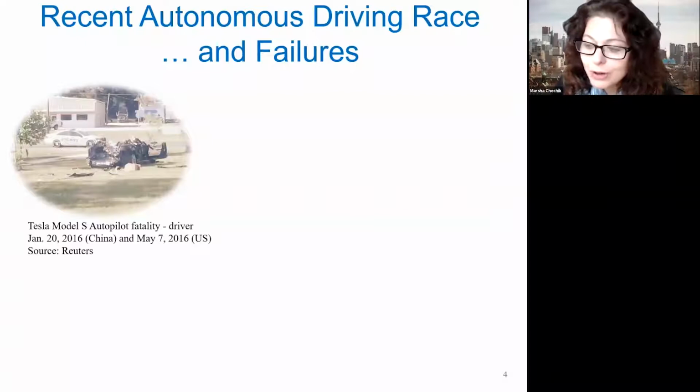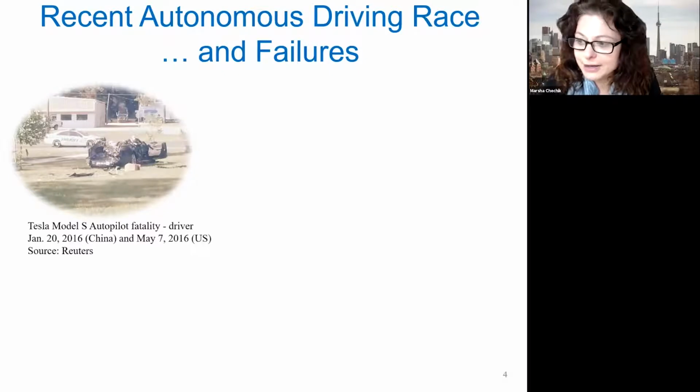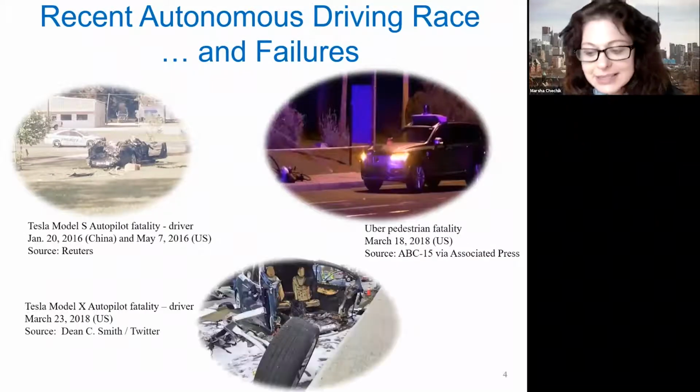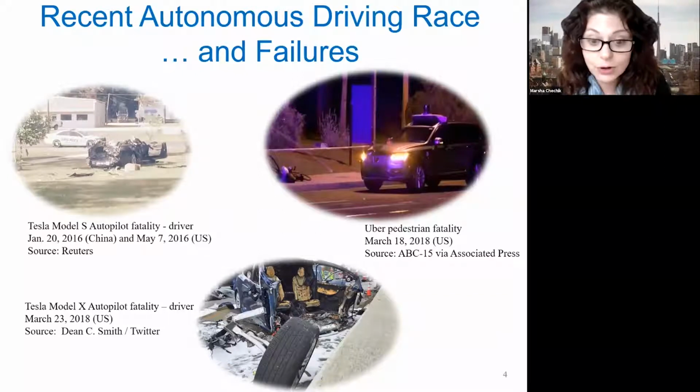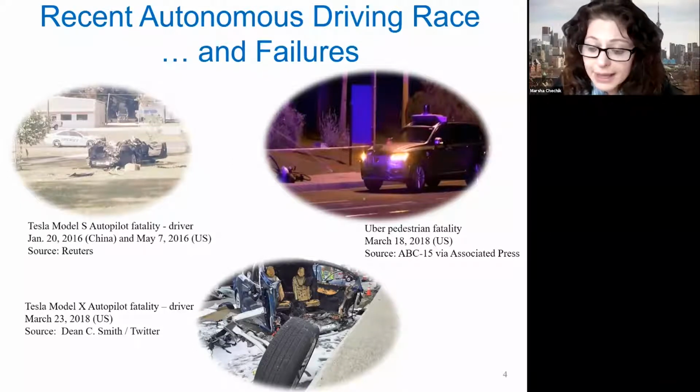So you probably all know about the recent autonomous driving race and its failures, including the Tesla Model S autopilot fatality in 2016 and in China and the US, and then another one in 2018 and another one in 2018 again in the US. These fatalities got a lot of people in the community thinking very hard, what can we do to ask the question of what is considered to be safe? And how do we make sure that that safety is in fact achieved? In general, the notion of safety is quite nebulous. And this is one of the questions we're going to be trying to answer as part of this talk.